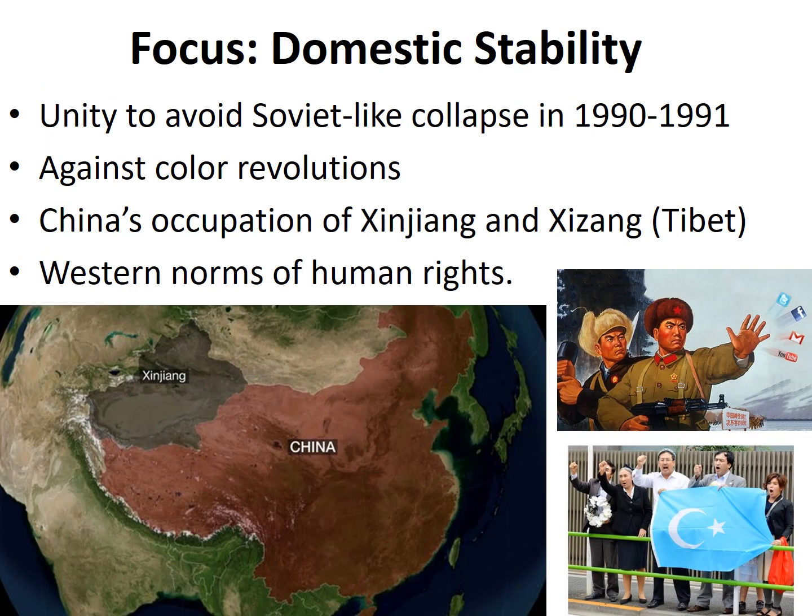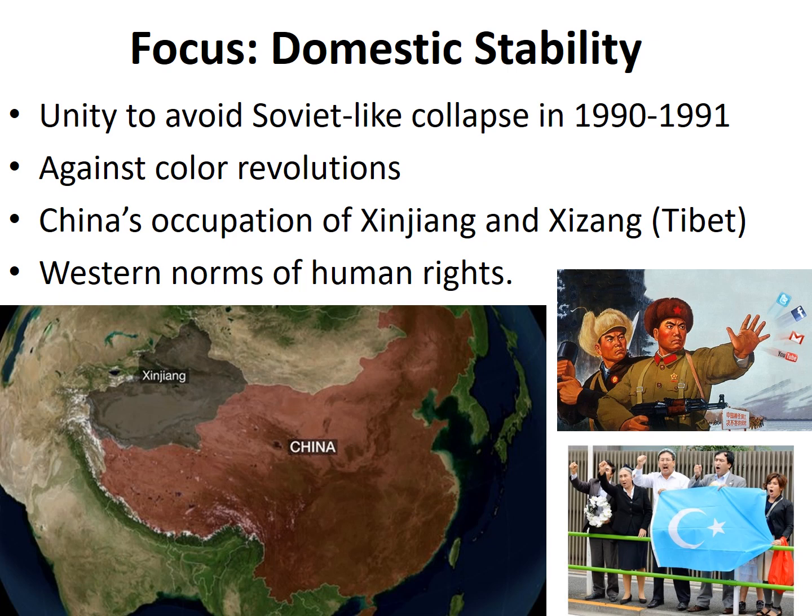So now we will examine some of the issues. And the first is a focus on domestic stability. Chinese president and thereafter Jiang Zemin obsessed with unity to avoid a Soviet-like collapse that occurred in 1990 over Eastern Europe and in 1991 with the Soviet Union. China and Russia have cooperated against color revolutions. For example, the Tulip Revolution in Kyrgyzstan in March of 2005 and the Maidan Revolution in Ukraine.